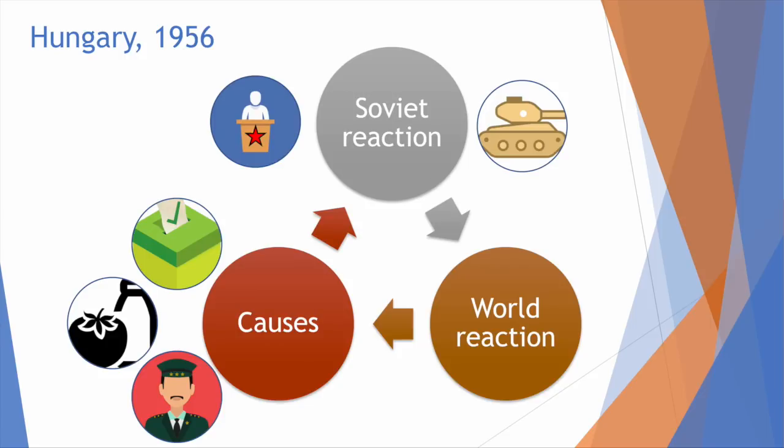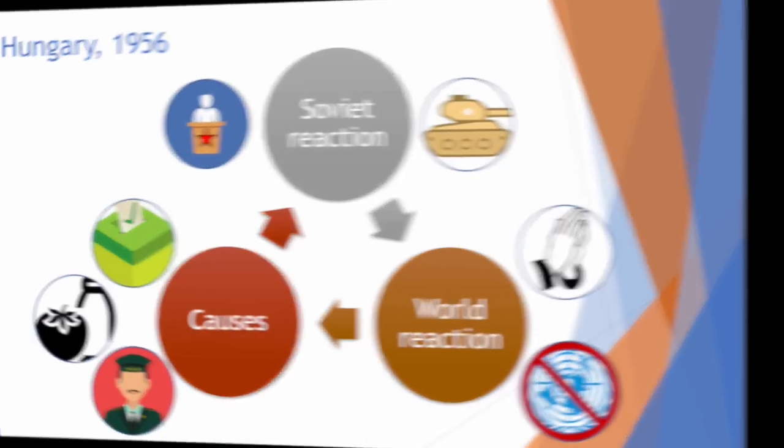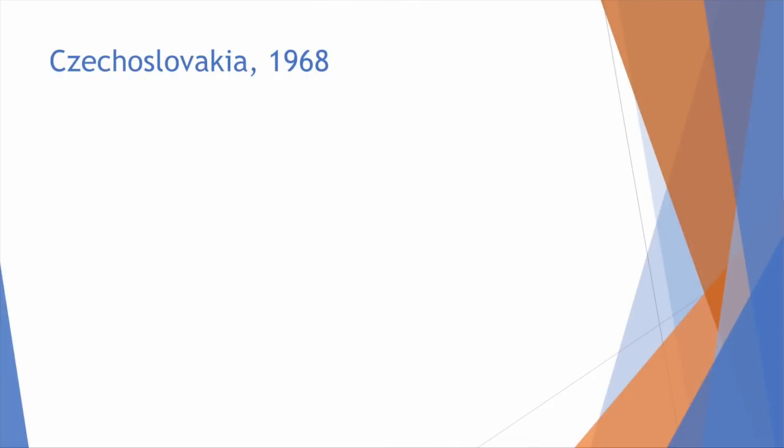Now, what was the world reaction to these events? First, there were lots of leaders in the West that would say, oh, we are praying for the Hungarians. But the United Nations, which was the world organization set up to essentially look after these affairs after World War II, they do nothing. So the Hungarian people essentially slipped back into Soviet control, and the Soviets continued to control Hungary for the next 40 years. In Czechoslovakia, more than 10 years later, something very similar happens.